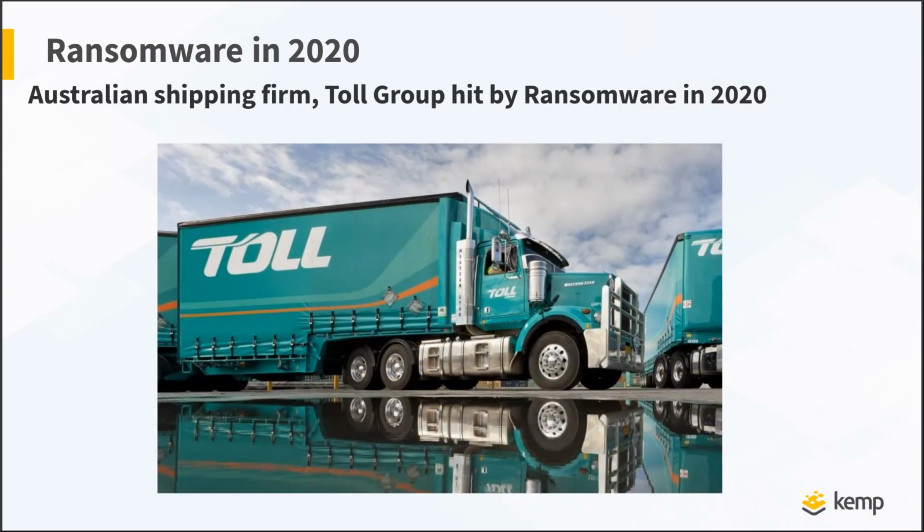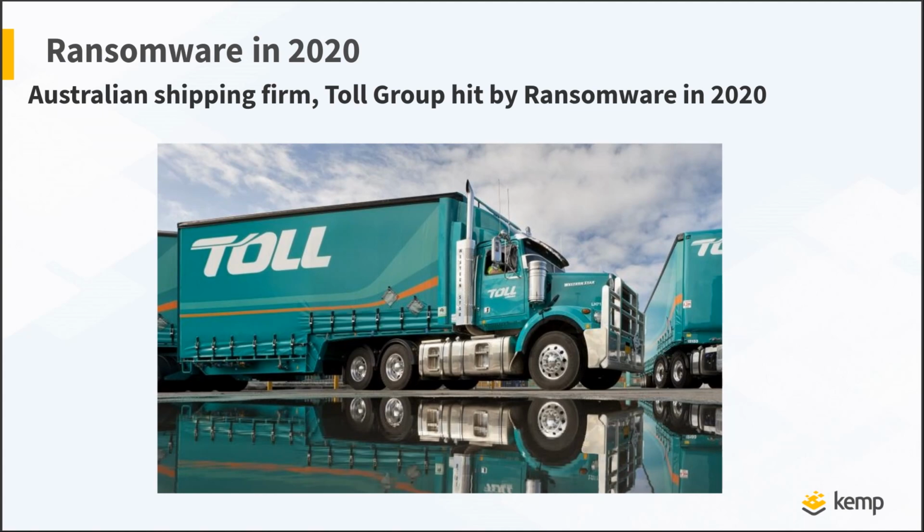To give you an example, 2020 was a bad year for everybody for various reasons in terms of the coronavirus and everything else. Australian shipping firm Toll Group got hit by ransomware in January 2020. They got infected by a piece of ransomware that shut down their system. This ransomware was actually called NetWalker, and it shut down their network and their infrastructure.